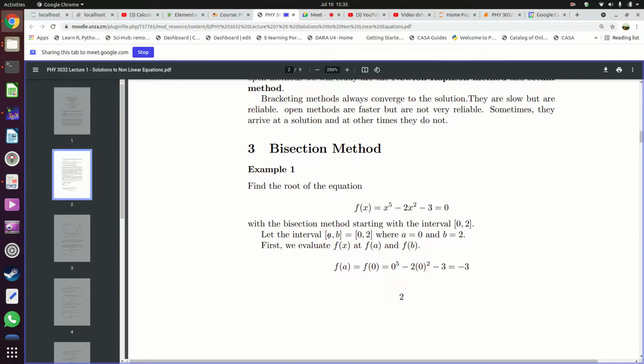So we start with this. So we have an interval AB, which is equal to 0 comma 2, like that. So in this case, A is 0 and B is 2. A is the lower boundary and B is the upper boundary, which is 2. Are we clear?